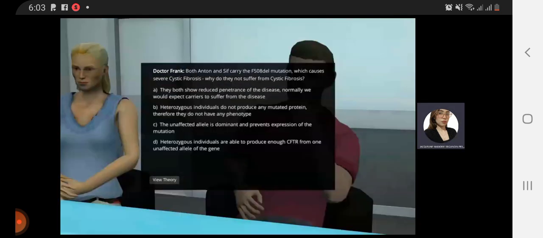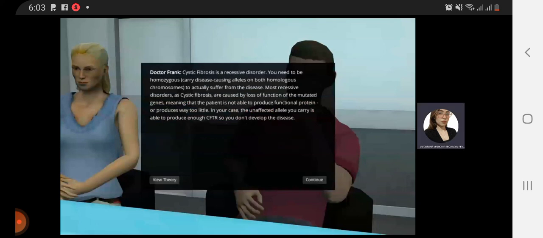Both Anton and SIF carry the F508del mutation, which causes severe cystic fibrosis. Why do they not suffer from cystic fibrosis? Cystic fibrosis is a recessive disorder. You need to be homozygous to actually suffer from the disease. Most recessive disorders, such as cystic fibrosis, are caused by loss of function of the mutated genes, meaning that the patient is not able to produce functional protein, or produces way too little. In your case, the unaffected allele you carry is able to produce enough CFTR so you don't develop the disease.